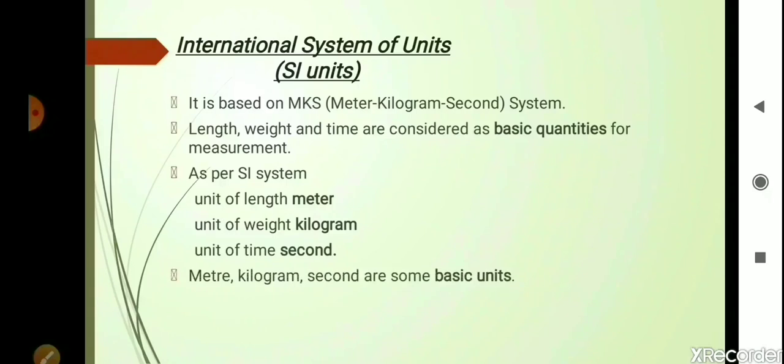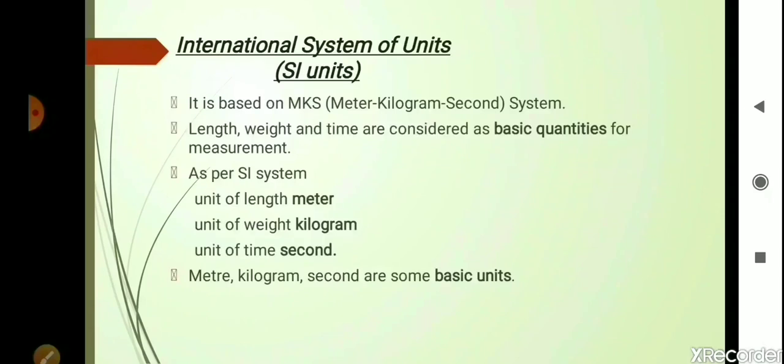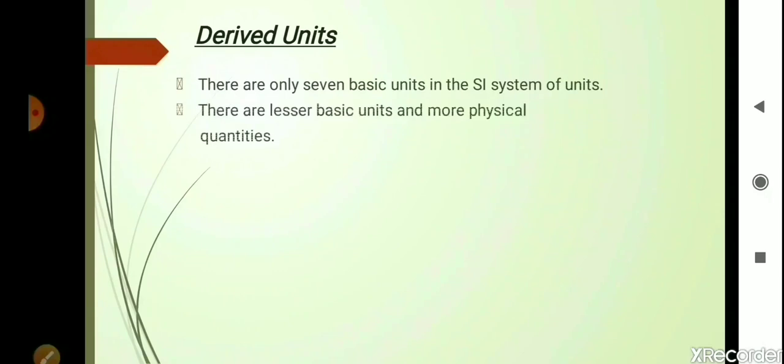Meter, kilogram and second are some of the basic units. Now we discuss these three basic units. There are other basic units also, but yet the number of physical quantities that we measure is more than the number of SI units. So that means we have a lesser number of basic units and more physical quantities.